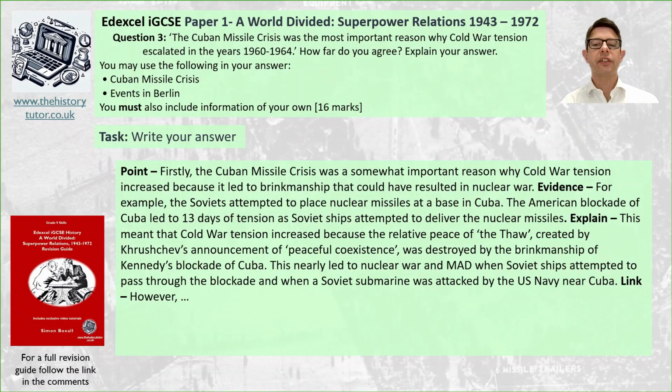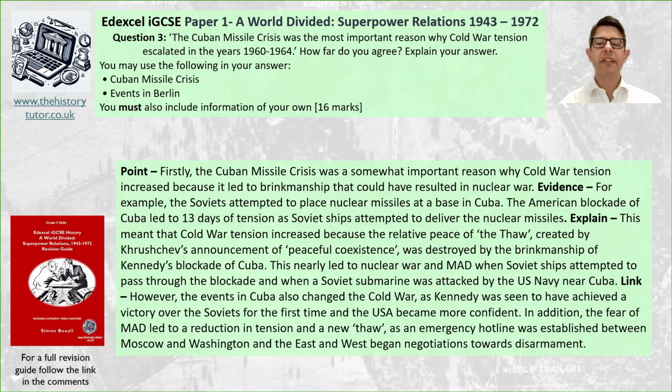Okay, so I said this meant that Cold War tension increased because the relative peace of the thaw created by Khrushchev's announcement of peaceful coexistence was destroyed now by brinkmanship of Kennedy's blockade of Cuba. This nearly led to nuclear war and MAD when Soviet ships attempted to pass through the blockade and when a Soviet submarine was attacked by the US Navy near Cuba. I said it's somewhat important in my opening line, so I need to give maybe a however here. If you've gone for very important, you might want to give a furthermore and maybe another impact of the Cuban Missile Crisis. But as I'm going however, I'm going to talk about how maybe the MAD led to a thaw and détente developing. Okay, so pause now and give your furthermore idea, giving maybe more long-term or a wider impact.